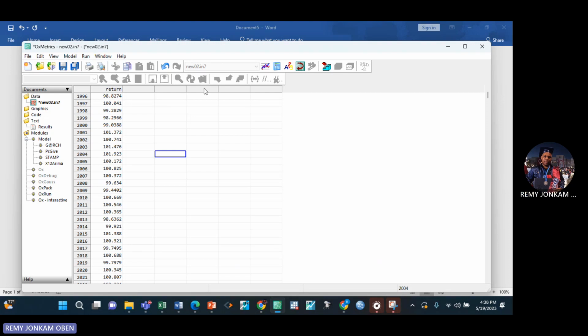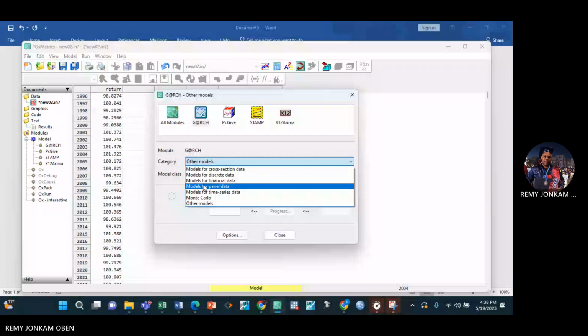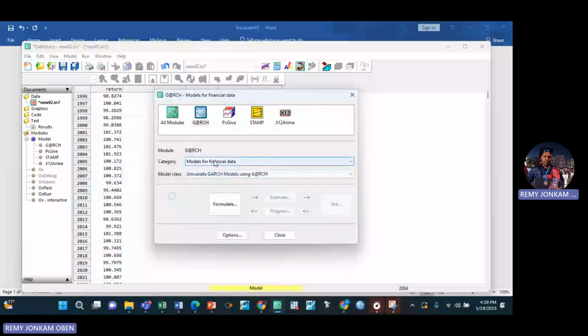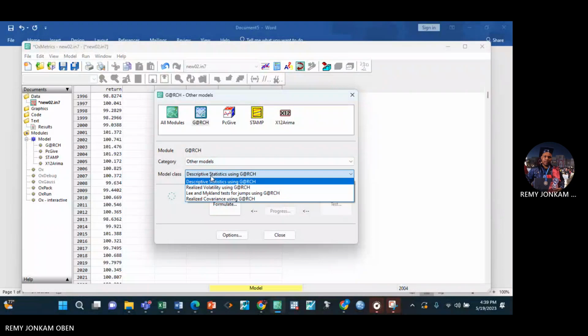Once we have the data, when we start modeling it, we'll use models of financial data, univariate Garch models and multivariate Garch models. For univariate, we'll do it if we have just one variable, and for multivariate, more than one. But now, because we want to check descriptives, we are going to use, under category, other models. And you see here under model class, I'll leave it. Now I'll click formulate.